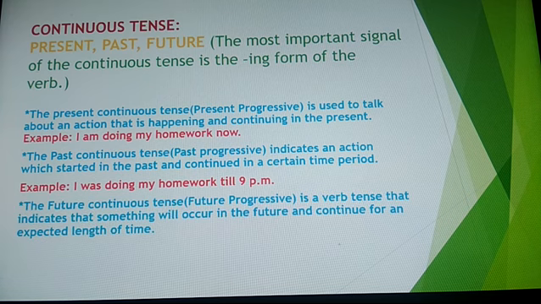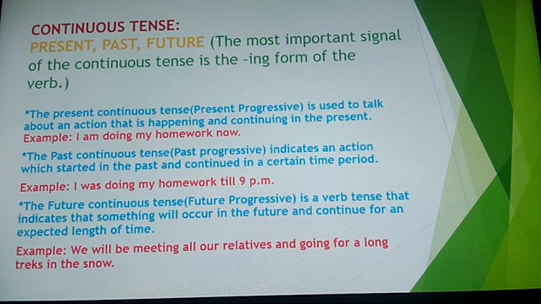Now the future continuous tense, future progressive tense, is a verb tense that indicates that something will occur in the future and continue for an expected length of time, which means future continuous tense means the action is going to take place in the future, and in the future this action will continue, okay, for an expected length of time. Example, we will be meeting all our relatives and going for long treks in the snow.